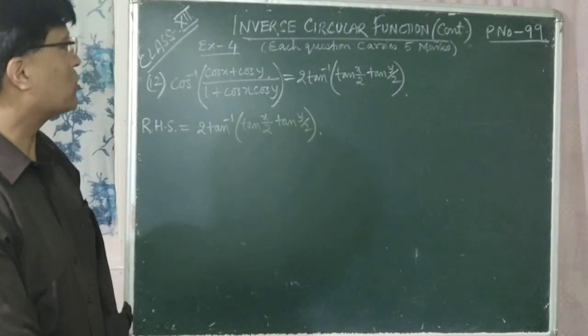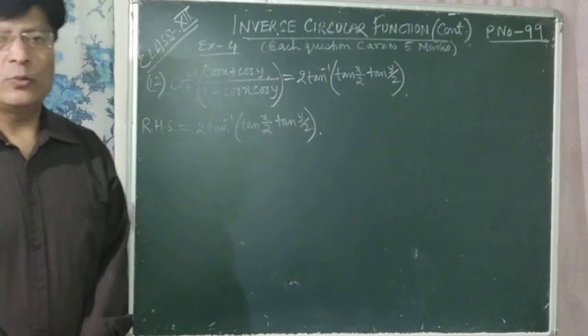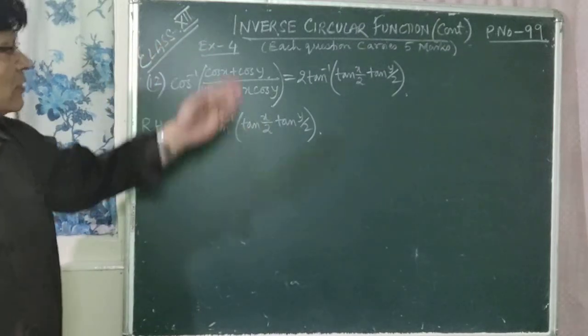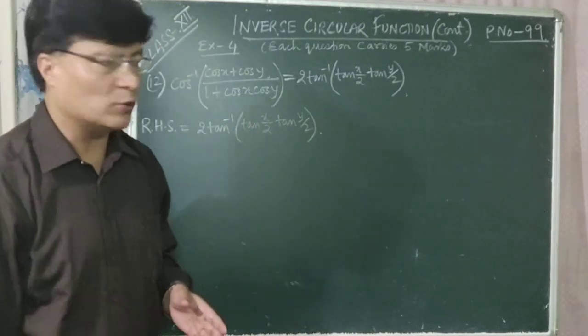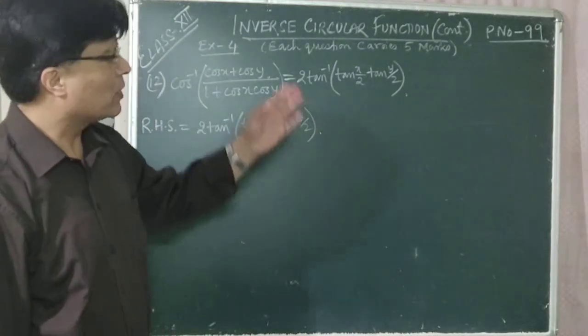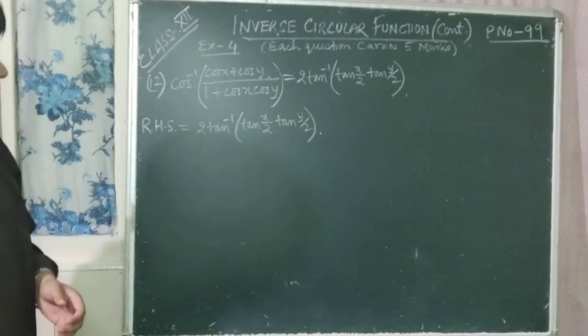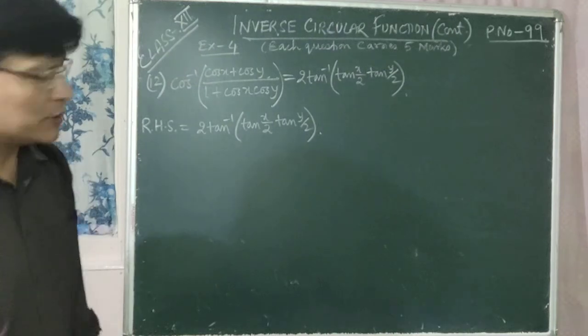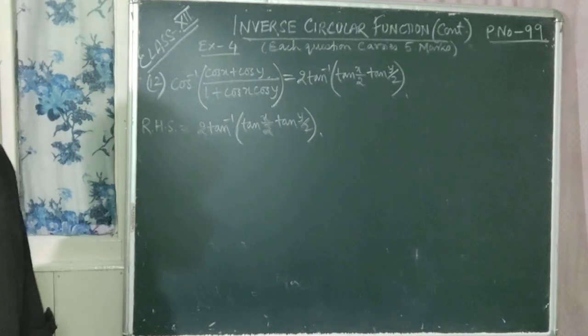The topic is the same topic that we were doing in the last online class. That is, the topic is inverse circular function. So this is the continuation part. Okay. So same page number, that is page number 99. Exercise 4, each question carries 5 marks. Right. So let's do question number 12.